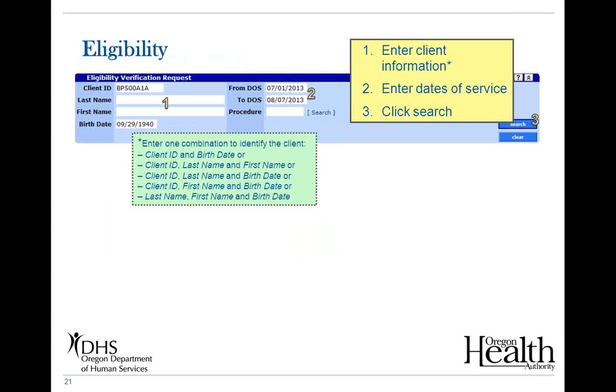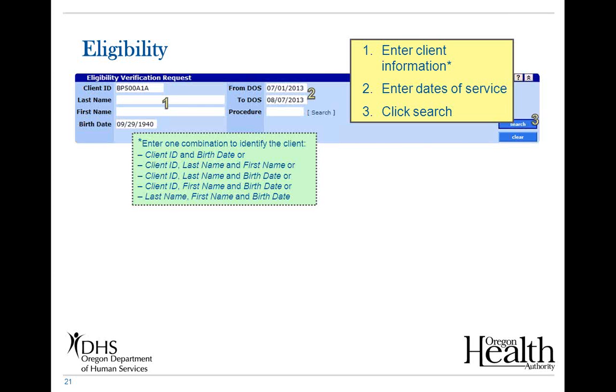That will take you to this screen. Of course, it'll be blank at the time that you get to it, and you'll need to enter client information. Now, this green box down here is a little bit different. This tells you what combination you can use to identify the client. So one of these combinations has to be used. Okay, so that's the information you enter for the client.